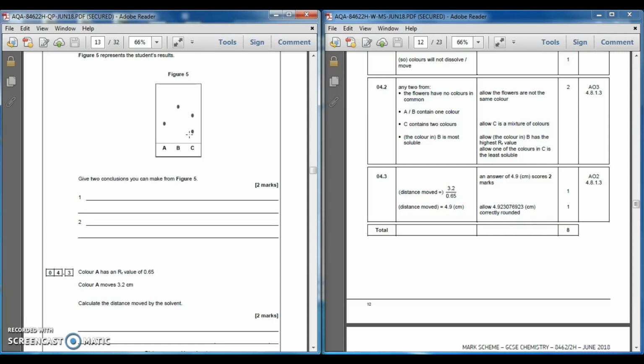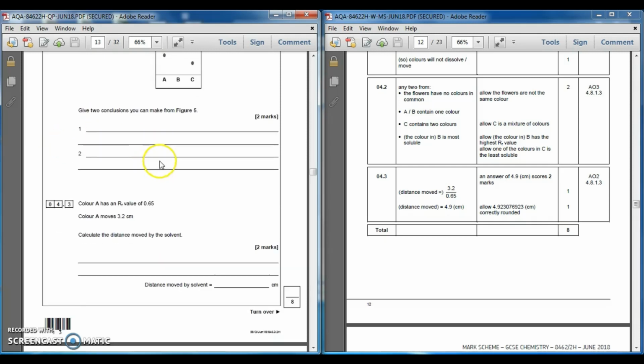What they did is they asked you to actually work backwards. They've given you the RF and they've given how much it moves. They want to work out how much the solvent has moved. So you'd set it out writing with a missing variable with X in, and then you'd have to rearrange it. When you do, you should get a sensible distance. The solvent should have moved more than the ink that's moved, so it's 4.9 centimetres.